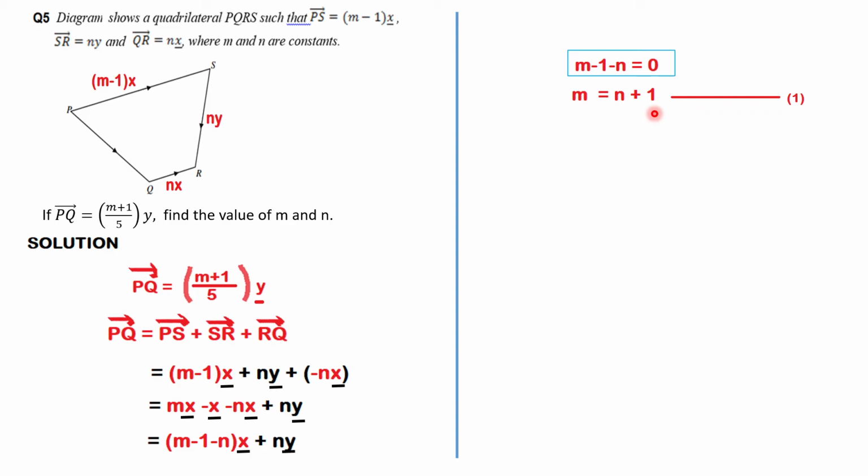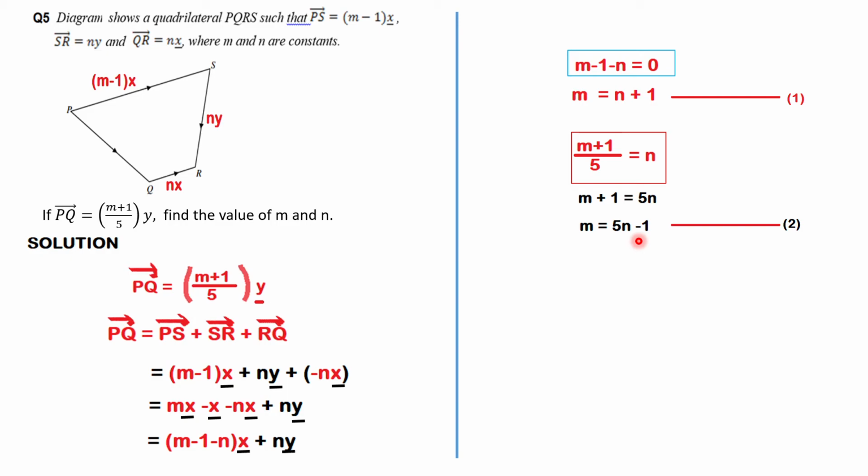For the second equation, you compare the y vectors. So n equals m plus 1 over 5. You can cross multiply this and rearrange: m equals 5n minus 1. So we have two equations. We can solve the simultaneous linear equations.